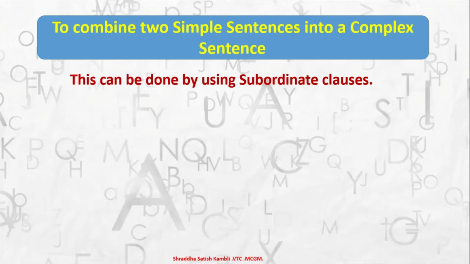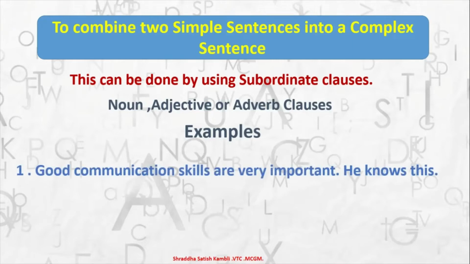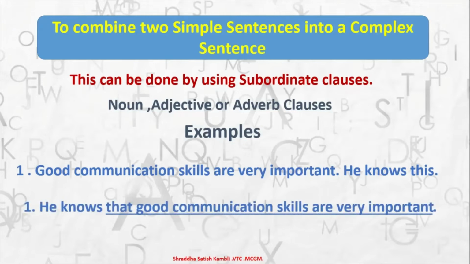All these we have also done when we talked about clauses. So how do you combine two simple sentences into a complex sentence? By making use of subordinate clauses. Let's take a look at some examples. And like I told you, the subordinate clauses are the noun clause, the adjective clause, and the adverb clause. So here is the first one. Good communication skills are very important. He knows this. You combine them to make a complex sentence and say, he knows that good communication skills are very important.